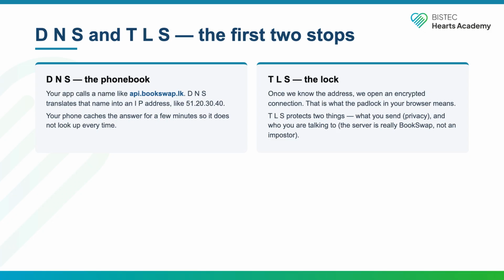TLS is the second stop. It stands for Transport Layer Security. It is what creates that little padlock you see in your browser. TLS does 2 things. It encrypts your data so other people on the same network cannot read it, and it verifies you are talking to the real server, not an imposter pretending to be one. Every modern application uses both. You usually do not have to think about them, they are configured once and forgotten. But when something breaks at one of these layers, the symptoms can be confusing. Hence, you should know they exist.